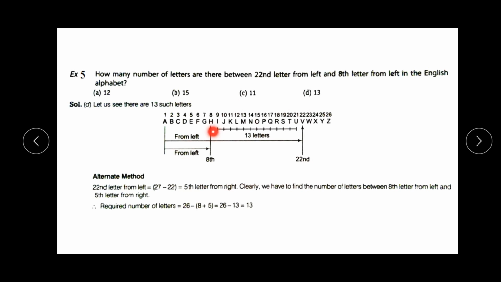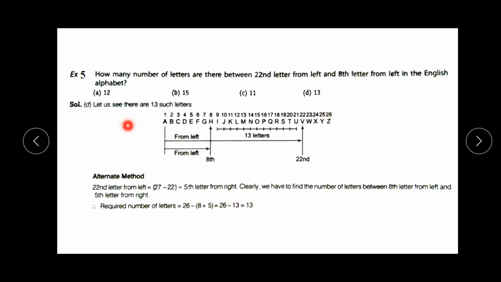And one more type is also there. How can we find it in another way? We know that this is the 8th position and this is the 22nd position from the left side, but if we find these positions from the right side, then also we can find the letters between the 8th and 22nd letter. This 22nd letter is 5th from the right side, because the opposite letters' sum is equal to 27. So 22 plus 5 is equal to 27. It means 27 minus 22 is equal to 5, and this is 8th. So 8 plus 5 is 13, and 26 minus 13 is equal to 13 letters.